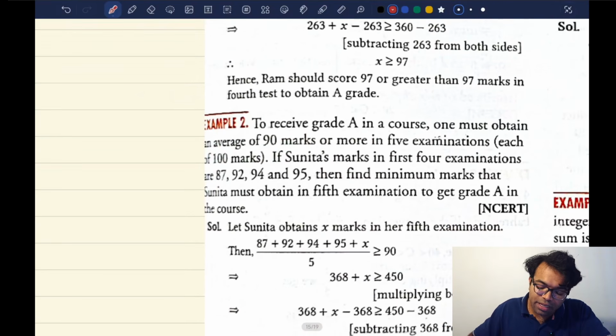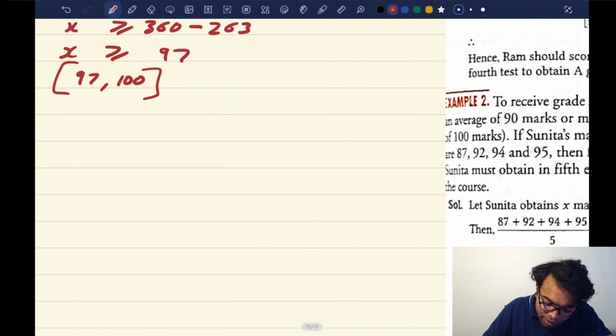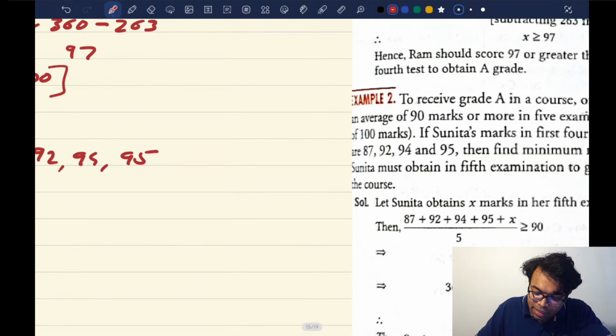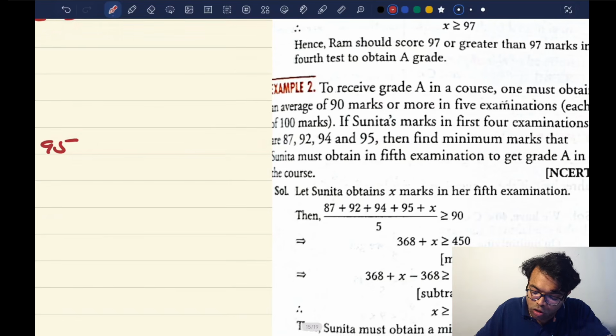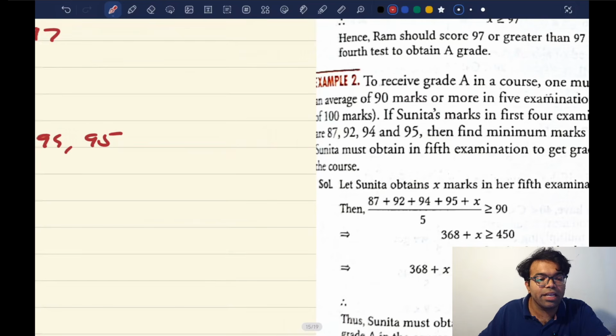So to receive grade A in a course, one must obtain an average of 90 marks or more in 5 examinations, each of 100 marks. If Sunita's marks in the first 4 examinations are 87, 92, 94, and 95, then find the minimum marks that she needs to obtain in the fifth exam to get a grade A or above. Grade A should be 90 marks or more.